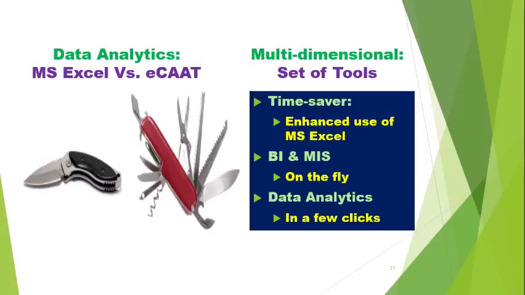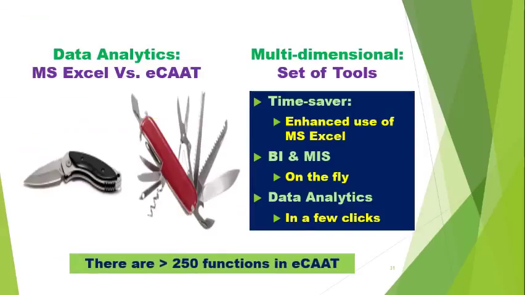It also gives you business intelligence and MIS, which I showed you. For example, clusters, MIS, and also the percentile functions. And like that, there are many more functions which you can use for the purpose of MIS. You can perform data analytics. You would have found in all this demo here, you can perform data analytics in a few clicks. And that is the power and simplicity of eCAAT. There are more than 250 functions in eCAAT. In this video series, I would like to pick up and highlight the 51 key functions.